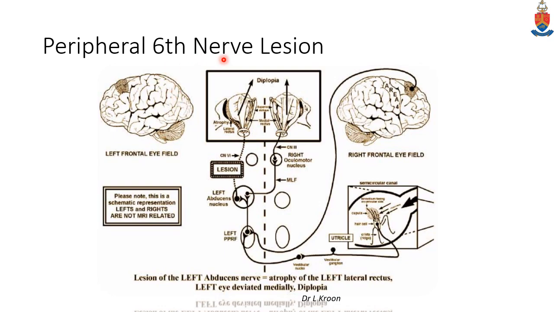If you have a lesion of the sixth nerve peripherally, which we can see here, or in the fascicle, you would have an intact ability to move the right eye to the left, but you would lose the ability to move the left eye to the left. Or in other words, you will have an ipsilateral abduction deficit of the left eye.